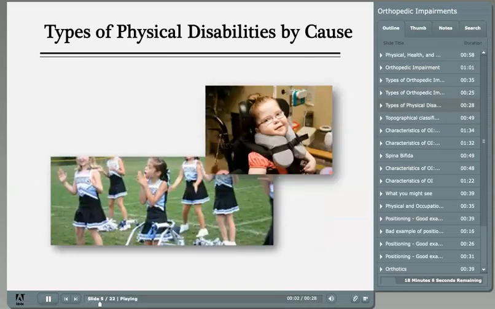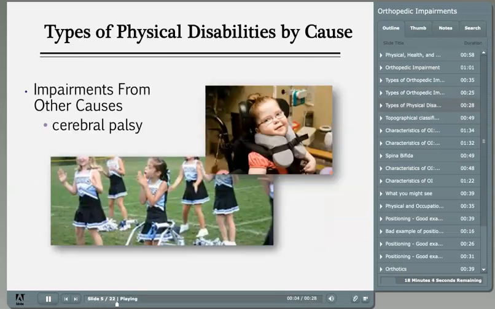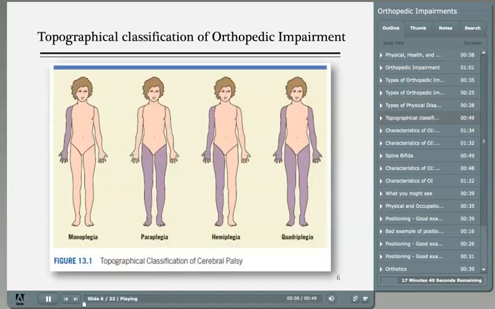Orthopedic impairments can also result from other causes such as cerebral palsy or CP. This type is a sort of catch-all because the cause is simply unknown or cannot be pinpointed. Cerebral palsy or CP can result from a range of causes such as anoxia, or lack of oxygen, at birth or during the birthing process. However, CP can also be caused by inherited conditions.